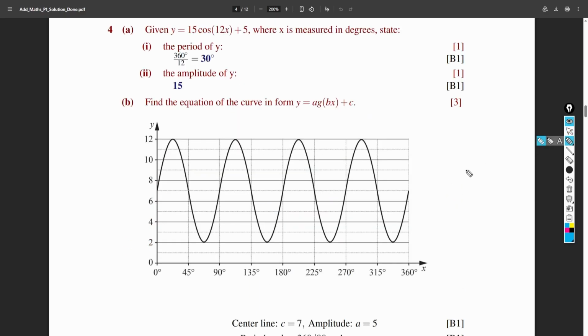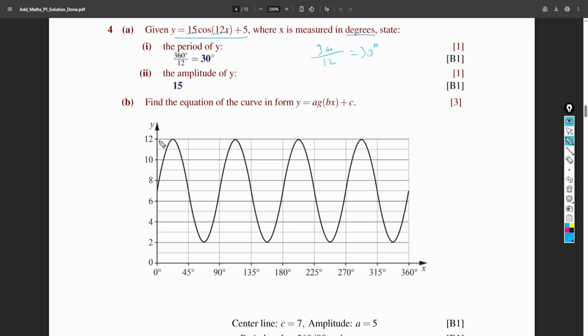So in this question, we are given a function y equals to this, where x is measured in degrees. State the period of y. So over here we're given a frequency of 12, right? So we simply divide 360 by 12 to get the period, which is 30. And the amplitude of y. So amplitude is simply this number, this value over here, 15.